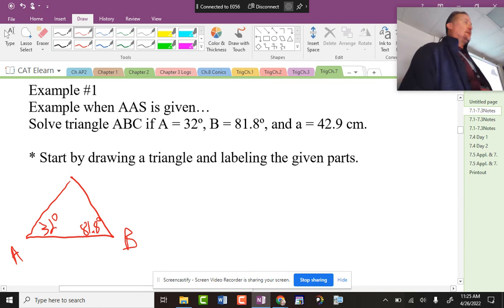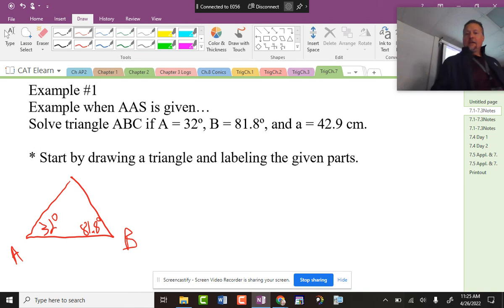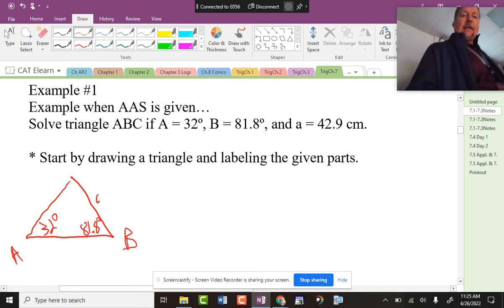And really, it's just up to you to listen. I really think this is an opportunity to raise some grades. But again, it's the choices we make. And then side A is 42.9.